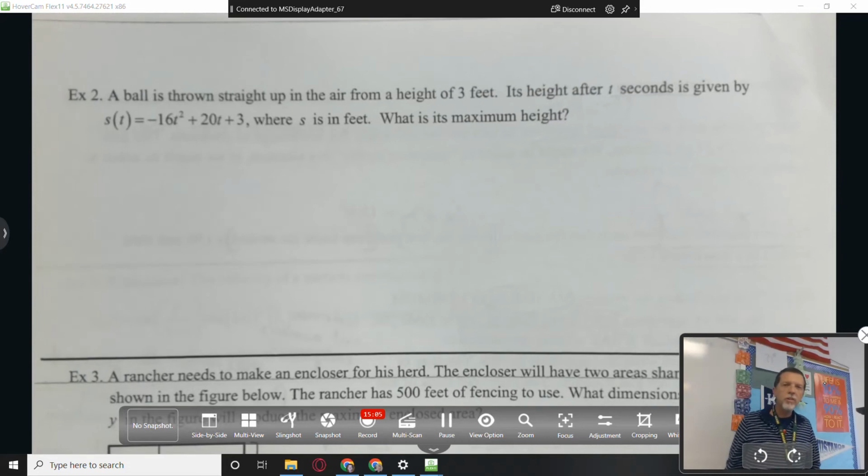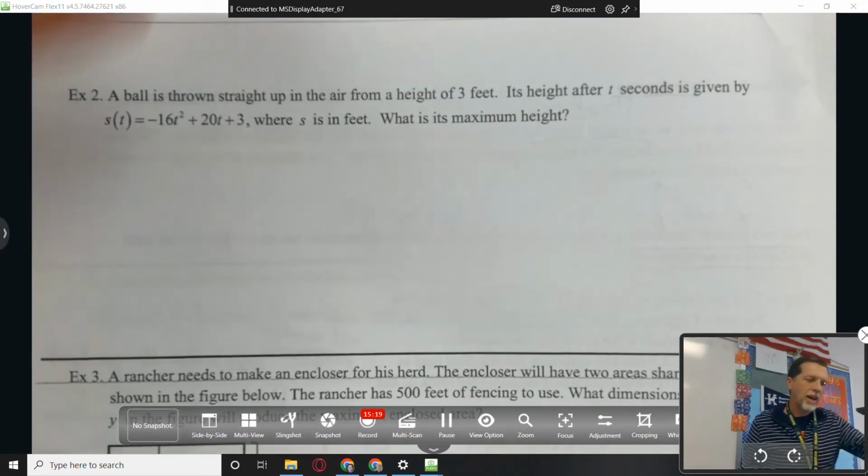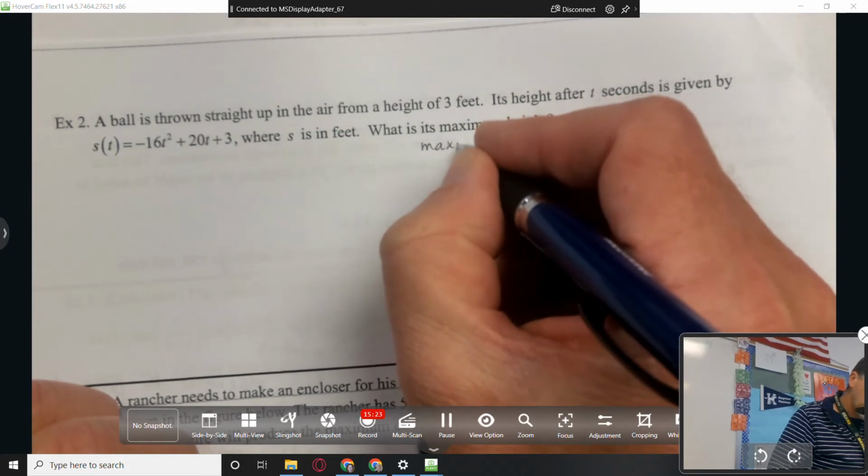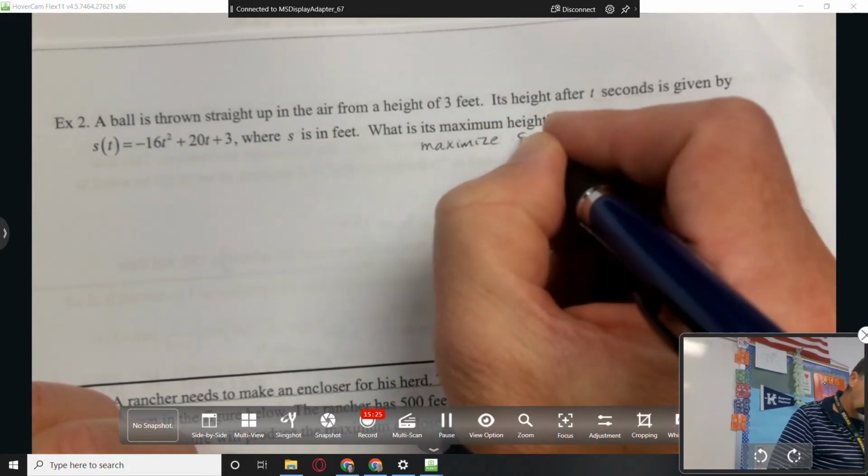A ball is thrown straight up in the air from a height of 3 feet. Okay, this is kind of physicsy here. Its height after t seconds is given by... okay, well, this is not physicsy, they're just going to give us the answer here. What is its maximum height? So I want to maximize S.